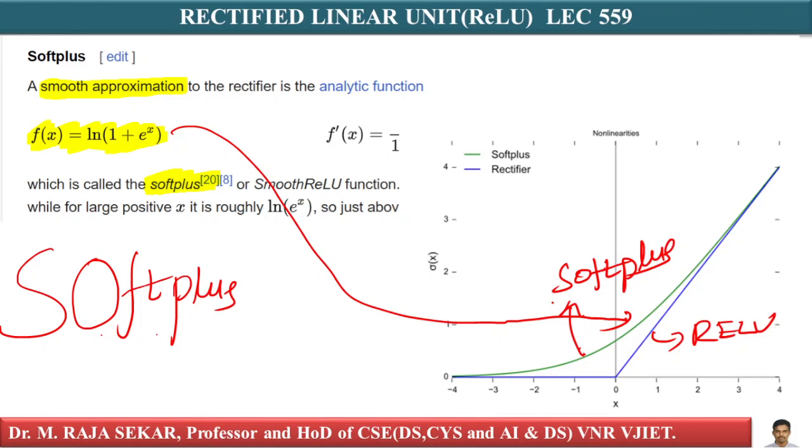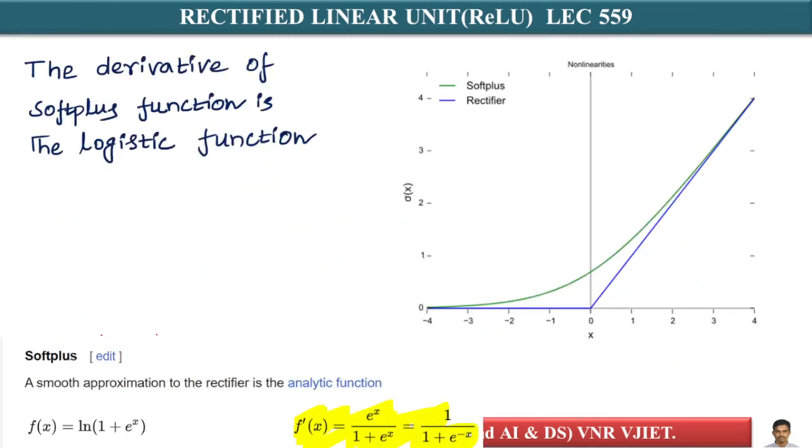The softplus is very close to your ReLU function, isn't it? It is very close to the ReLU curve at most places, except at 0. That's okay. It's like a smooth approximation. So sometimes people do use the softplus function, and if you observe, the derivative of the softplus function is the logistic function.